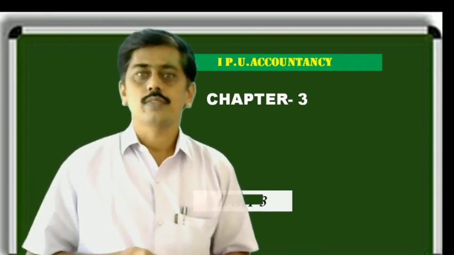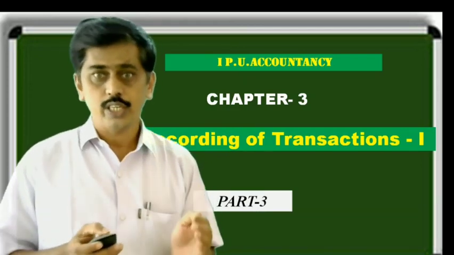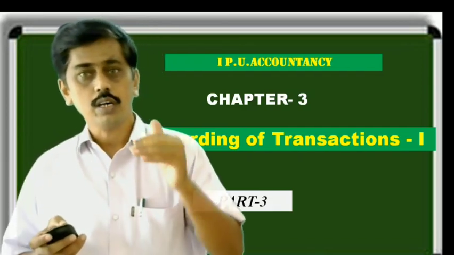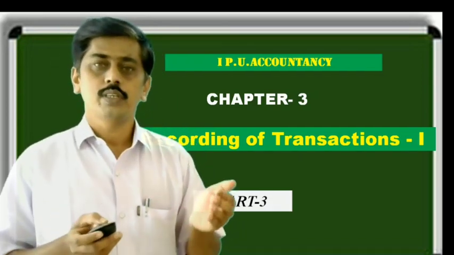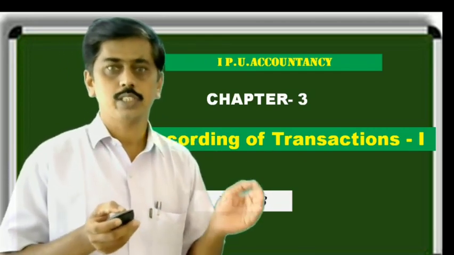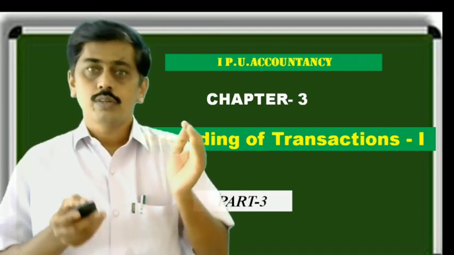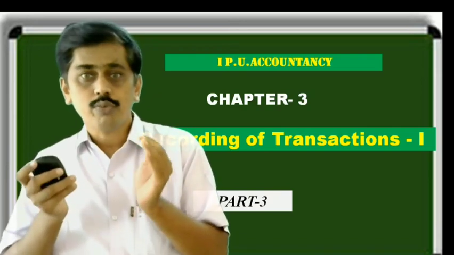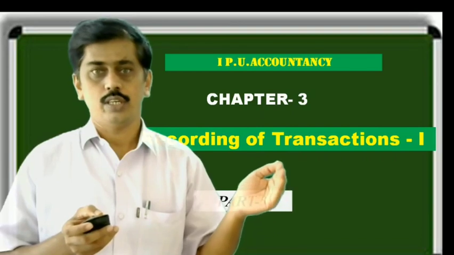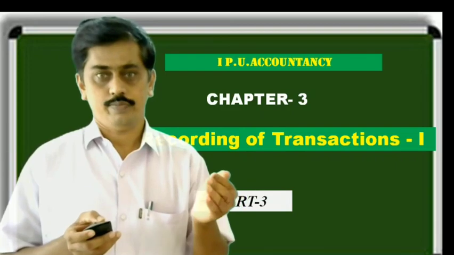In the last class, our discussion was about the accounting equation, which says that the assets of the business are always equal to its liabilities and capital. Assets equals liabilities plus capital. And in that, we analyzed the effect of transactions on the accounting equation. I hope you are in a position to recall that.